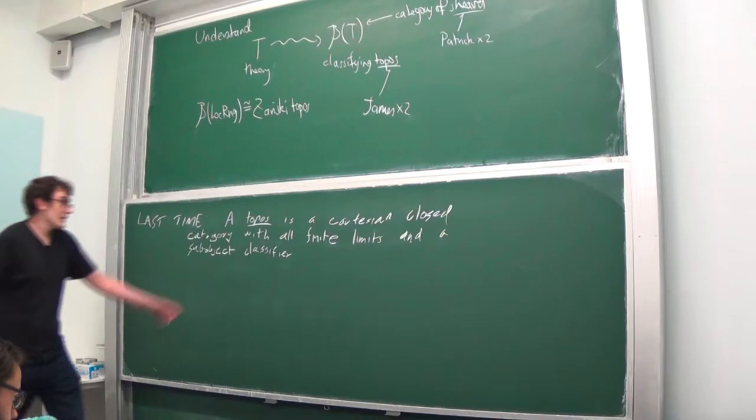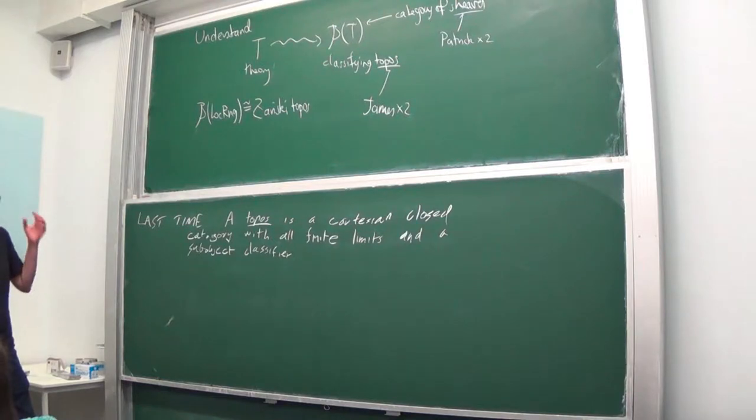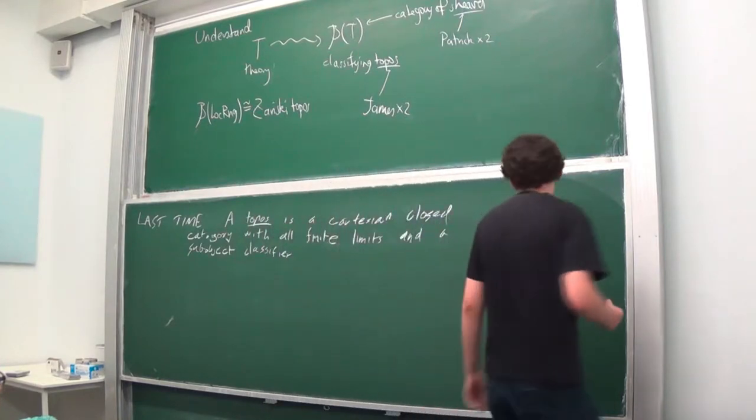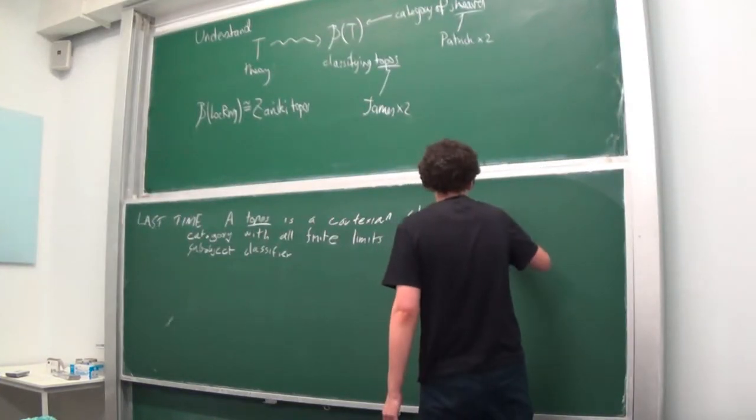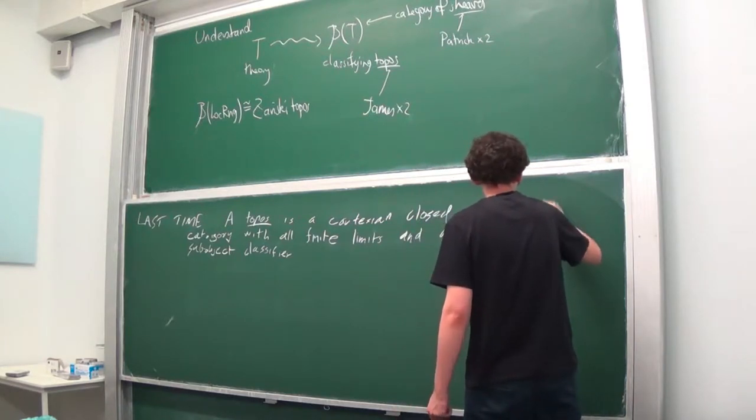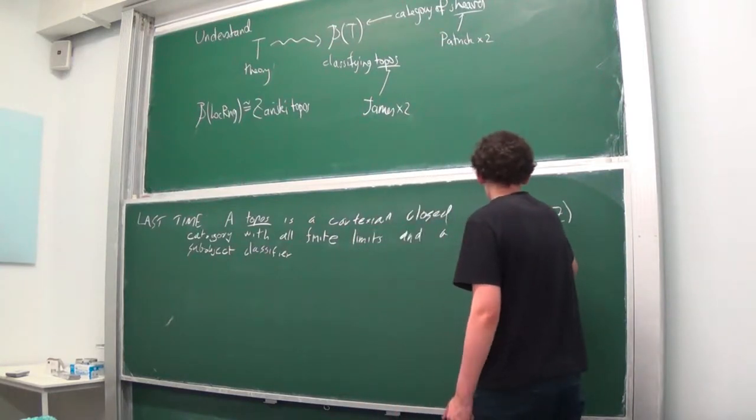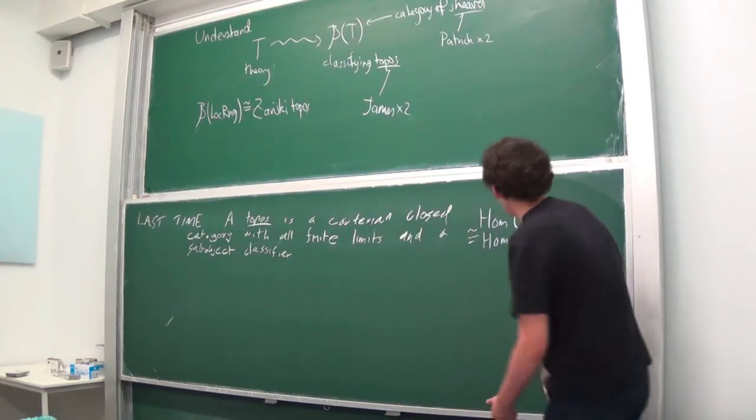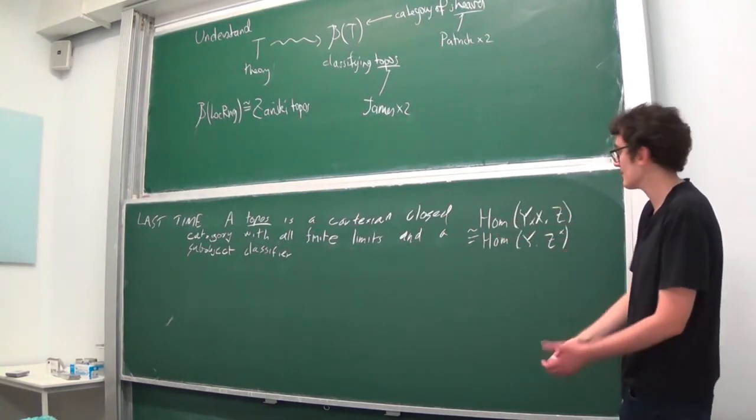So we defined what all finite limits are. They're just limits of finite diagrams. And we defined Cartesian closed category as being a category that has binary products and a terminal object and exponentials, which are bijections between the homsets. So an exponential for x is just a family of objects z to the x such that you have natural bijections between these two homsets.